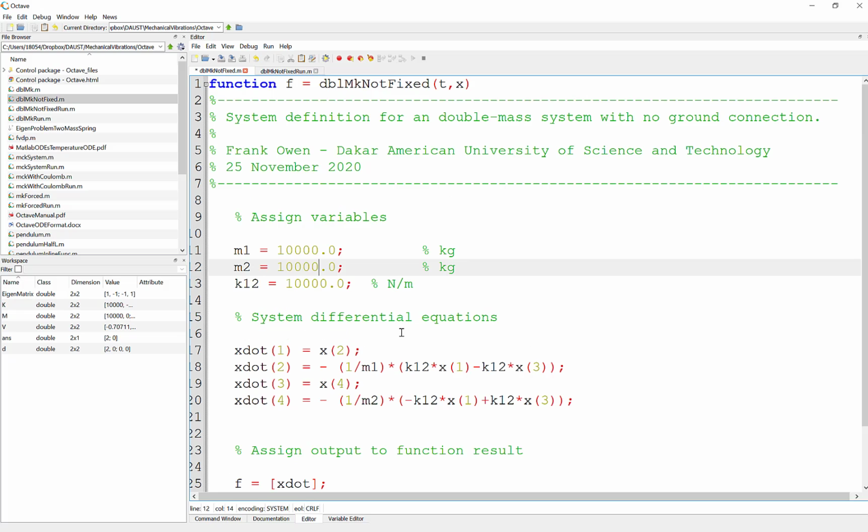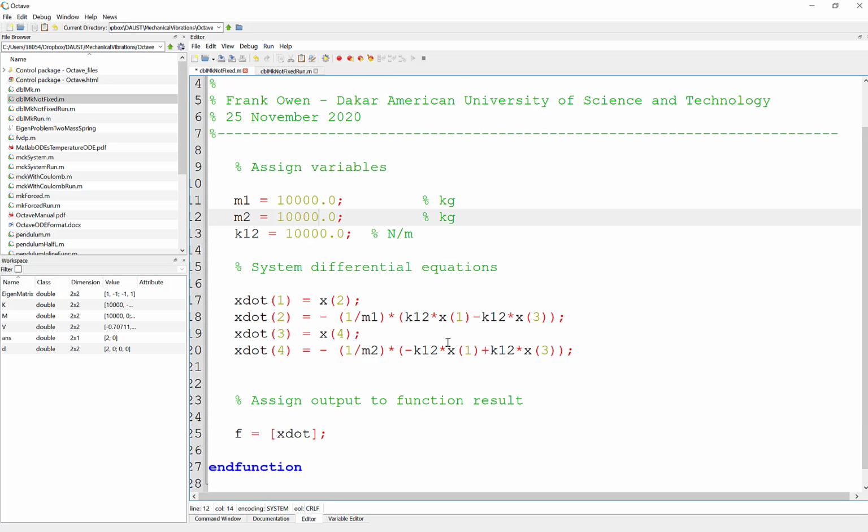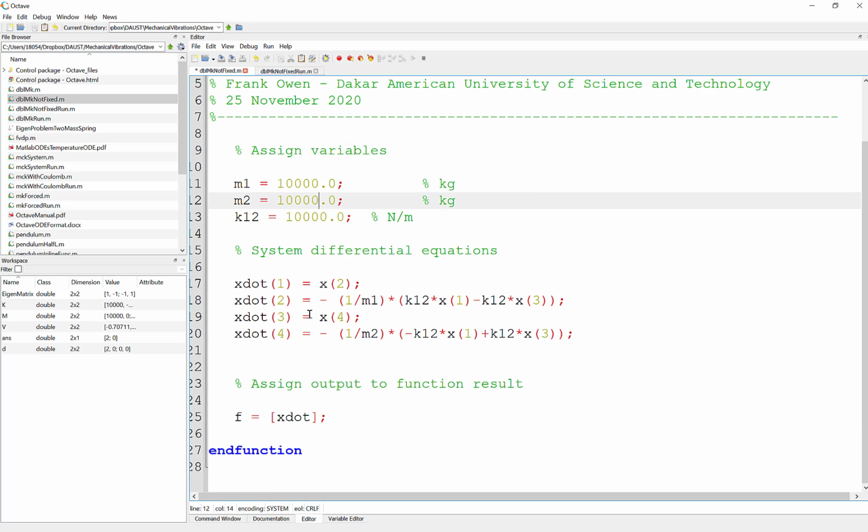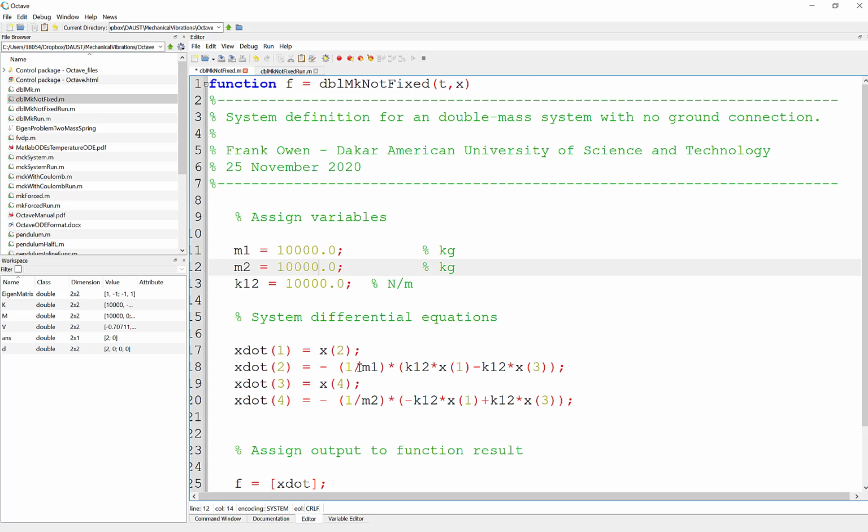And this is my function file that contains that model, the model of the system basically, and it is a state space model. Since we had two second order ODEs, we have four first order ODEs, and I've formed these here in the normal format for MATLAB or Octave.